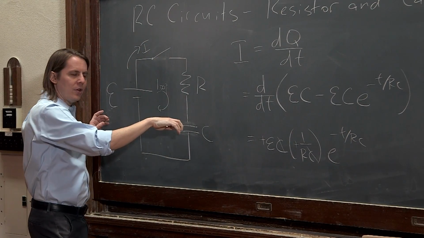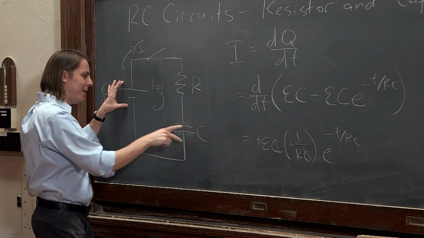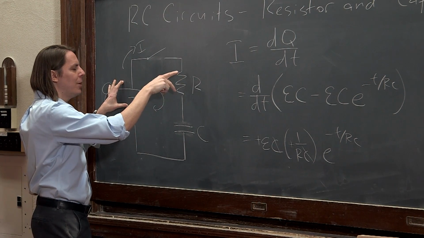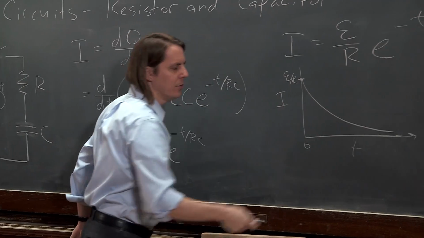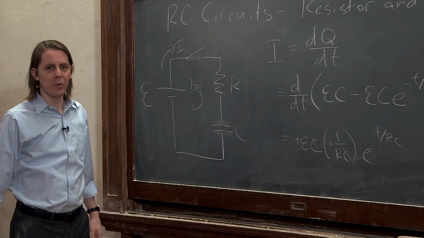But as the current flows and charges up the capacitor, suddenly some of the potential drop from the battery goes across the capacitor, not the resistor. That's what we've been solving this whole time. So slowly the potential drop across the resistor goes down in time, and therefore the current goes down in time. So physically, this answer makes sense as well.